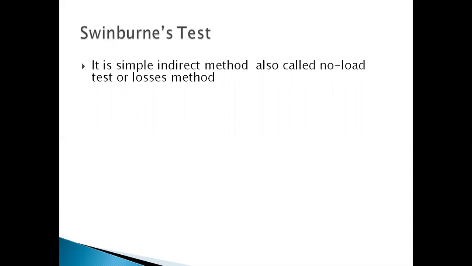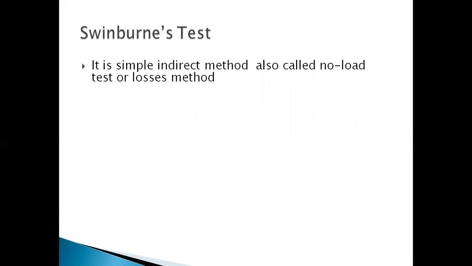Coming to the Swinburne test, we already know that the tests conducted on DC motors are of two types. One is the direct test, and another one is the indirect test. This Swinburne test comes under the indirect method, also called the no load test, which means this test will be conducted at no load.